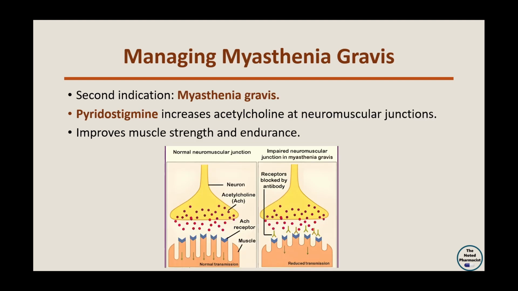These drugs are also critical in treating myasthenia gravis, a neuromuscular disorder characterized by muscle weakness. Pyridostigmine is commonly used here, as it increases acetylcholine availability at neuromuscular junctions, improving muscle strength and endurance. This makes it indispensable for managing this autoimmune condition.